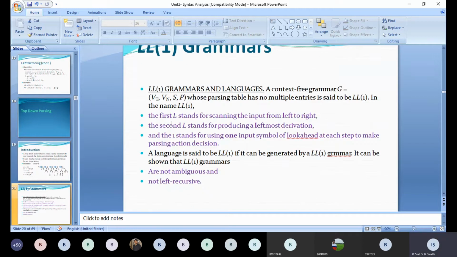And the next one we have is 1. What is this 1? 1 stands for reading the look-ahead symbol. How many look-ahead symbols can you read? Only one symbol at a time. One stands for you have to read only one symbol at a time. And what is this look-ahead symbol? The look-ahead symbol is the next symbol which you have to read.